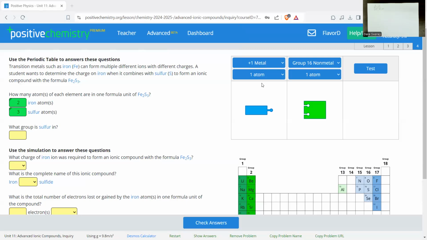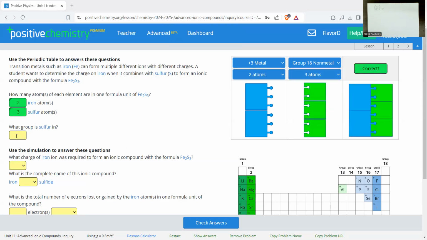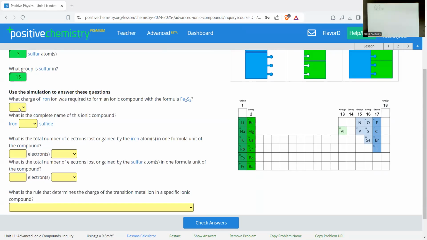So we will call that a +3 metal. There we go. Now, we already illustrated on paper that it's going to take 2 of these and 3 of those. And then we can test it, and look, they dock correctly. So what group is sulfur in? It's in 16. What is the charge? What charge of iron was required? Now, we took some work to figure that out, but it was +2. What's the complete name of this? Iron Roman number 2 sulfide.